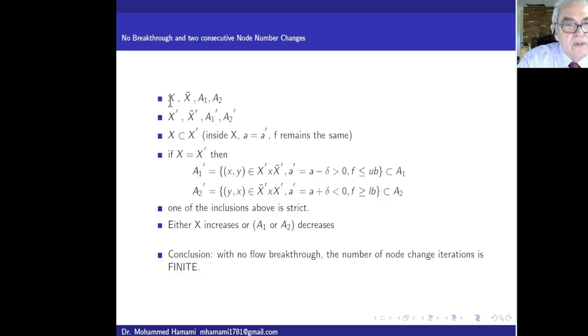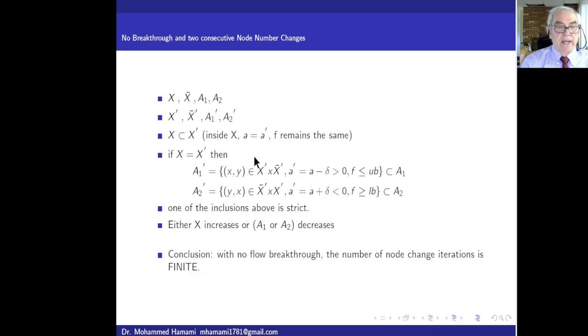So the first time we went through the node change process, we had an X labeled node and an unlabeled node. We formed the set A1, the set A2, and then we went a second time without any change to the flow. So we got another set X prime and its complement X bar prime, and we got a new set A1 prime and A2 prime. So now X is contained in X prime. Why is that?